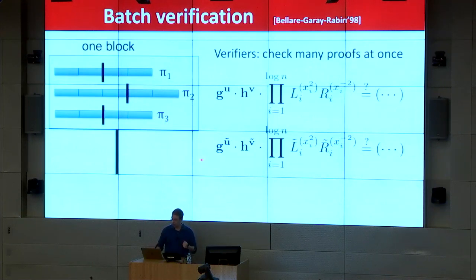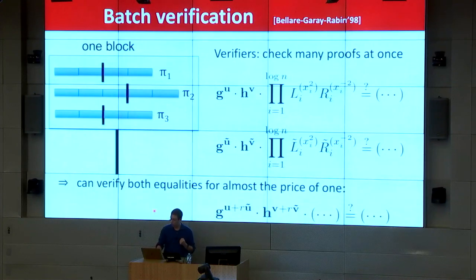The way I do that is a trick that's due to Bellare, Garay, and Rabin that basically says what I can do is raise the second equation to a random power and combine it with the first equation. So really all I have to do is check this exponentiation here works. So essentially we can verify 2 bulletproofs much, much faster than verifying each one separately. So there's a batch verification.